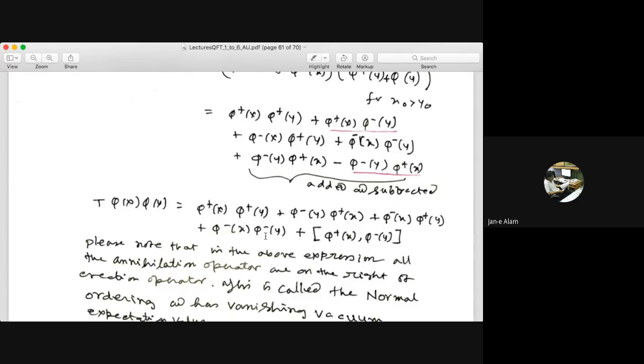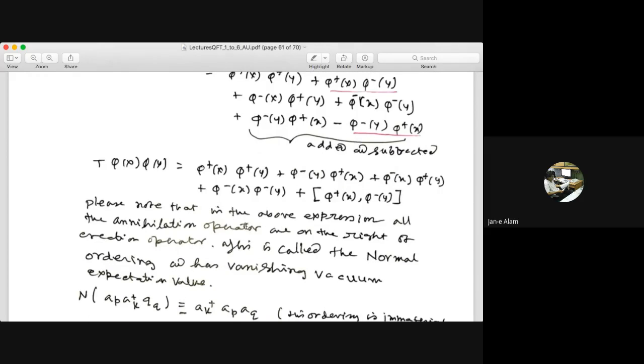And this term phi minus, there, in these two terms there is always a creation operator, both are creation operators. So I cannot do anything because no annihilation operator is there. So my point here is that in the terms where any annihilation operator is involved, it is always on the right. When you arrange the operators in such a way that annihilation operators are always on the right, that is called normal ordering. That is called normal ordering.